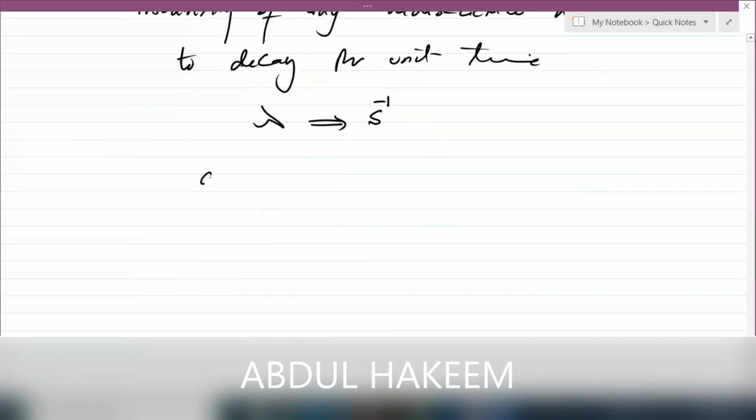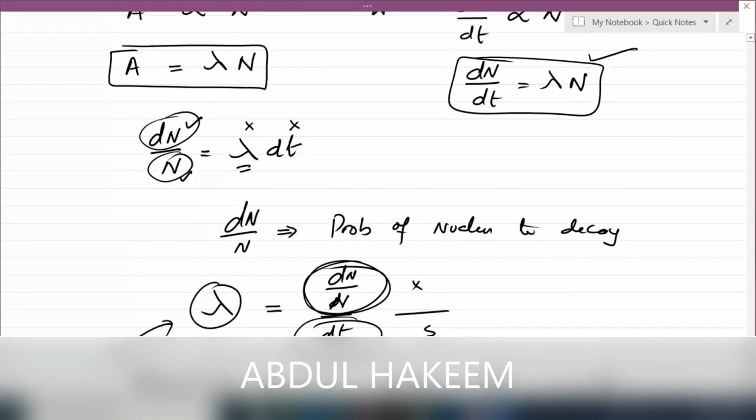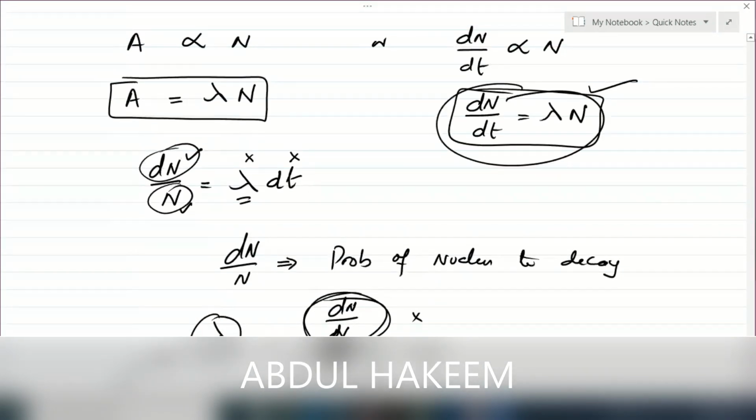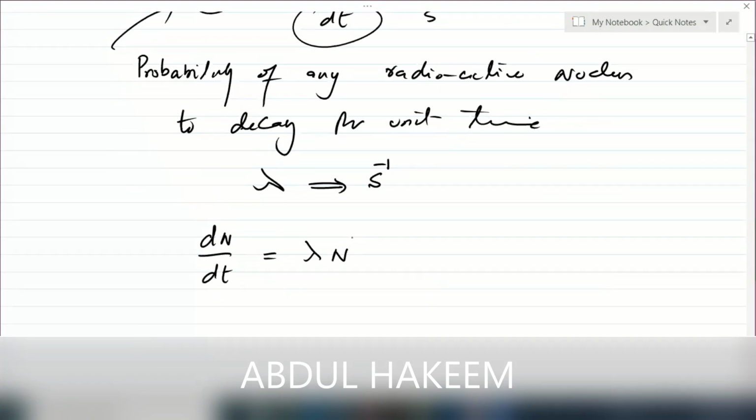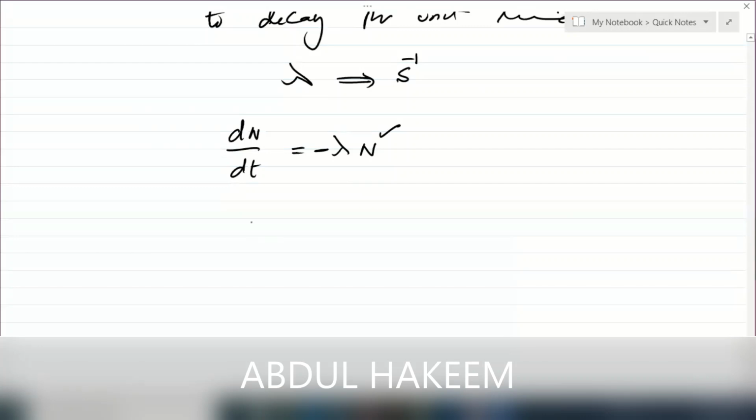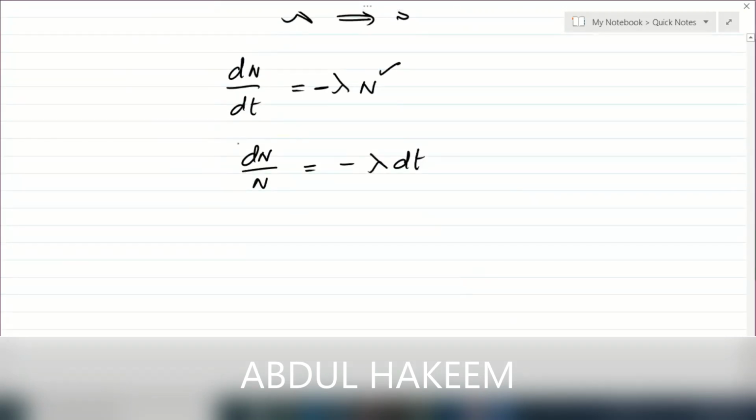Now, the formula is dN over dt is equal to lambda N. But actually this number of radioactive nuclei is decreasing with time. First 1000, after one half-life 500, after the second half-life it becomes 250, and so on. So it's decreasing. So we can write dN over N is equal to minus lambda dt, and this minus sign is showing the trend. Now, we can integrate it.